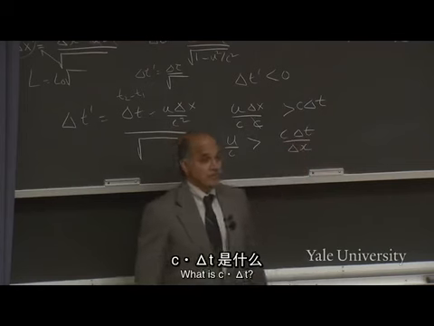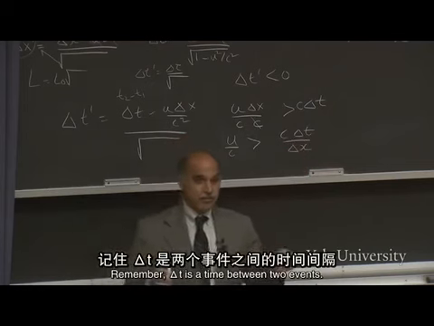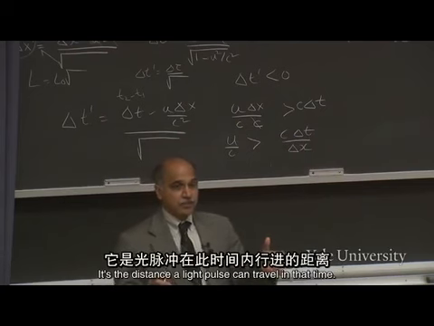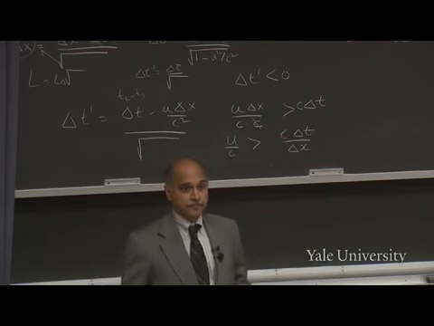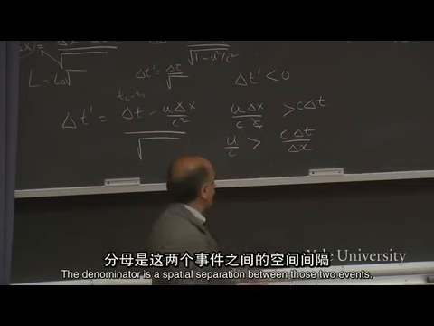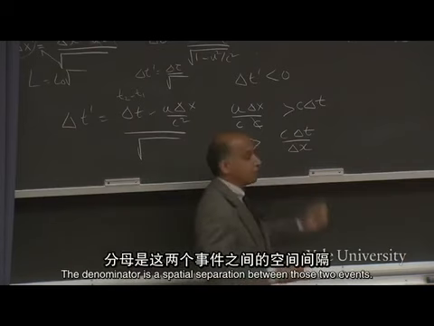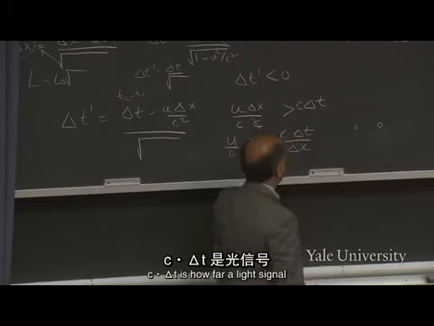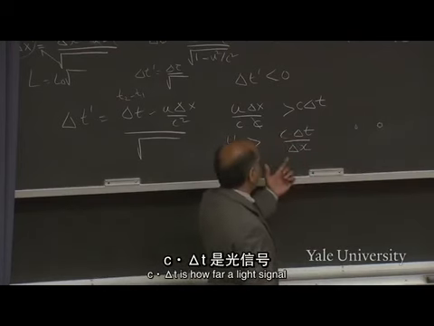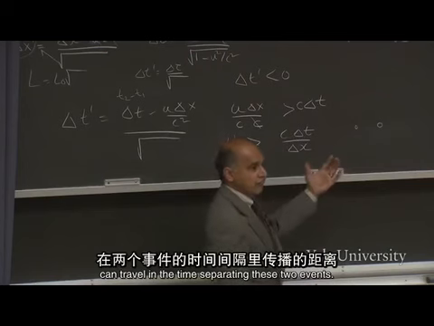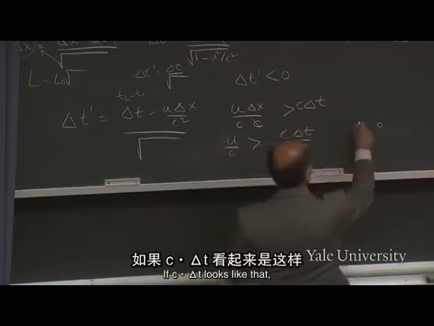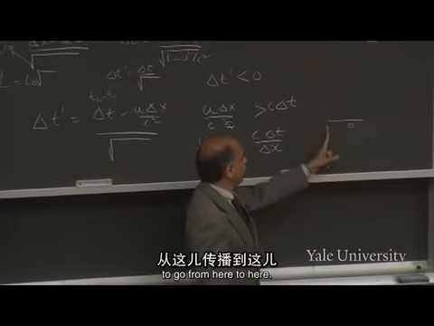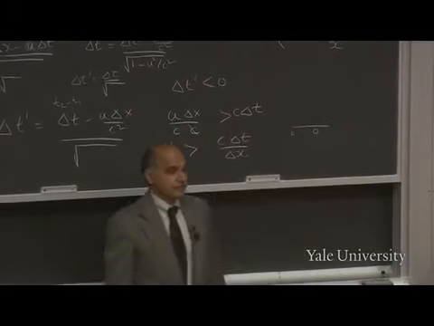What is c delta t? Remember, delta t is a time between two events. c delta t is the distance a light pulse can travel in that time. The denominator is a spatial separation between those two events. So event 1 is here, and event 2 is there. c delta t is how far a light signal can travel in the time separating these two events. If c delta t looks like that, then there's enough time for a light signal to go from here to here.